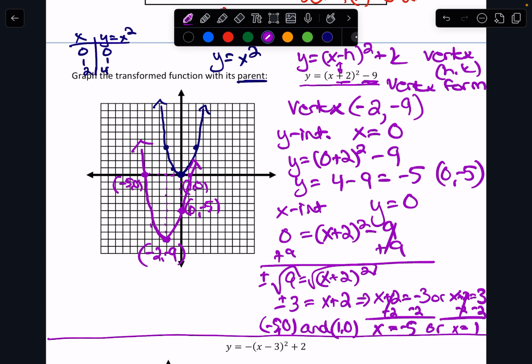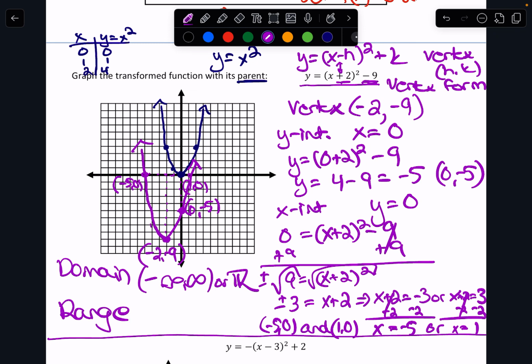Okay, the last thing that we need to look at is what is its domain. Well, domain for all quadratic functions is going to be negative infinity to infinity or all real numbers. Either one is correct. And our range, that's the one that's going to be a little bit different. So again, we start where the vertex is. Our lowest point, the y-coordinate of the vertex, is negative 9. That is included, and we're going upward, so it's going to be all the way to infinity.